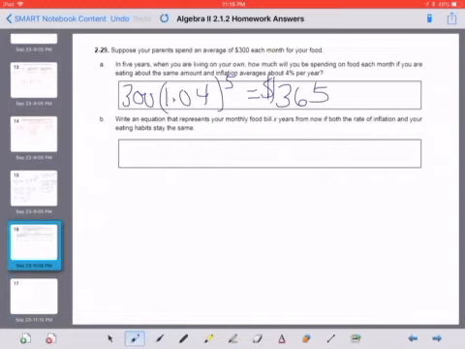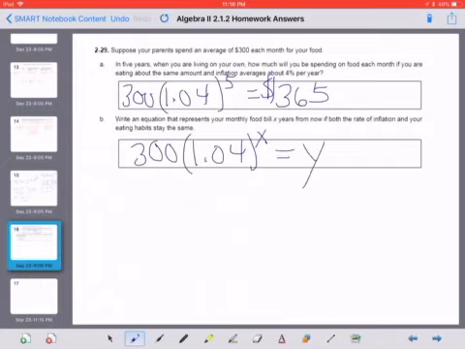Then it says write an equation. So we basically just change my 5 into an n or an x. So my equation can look just like that.